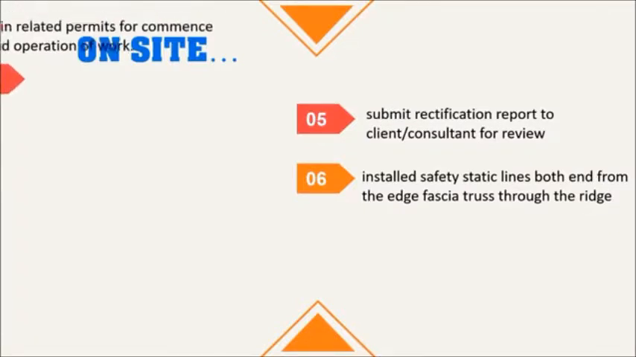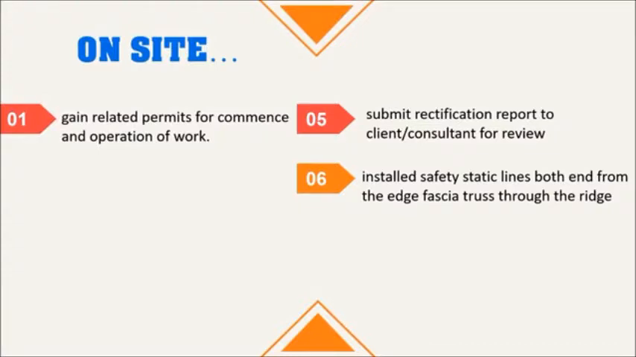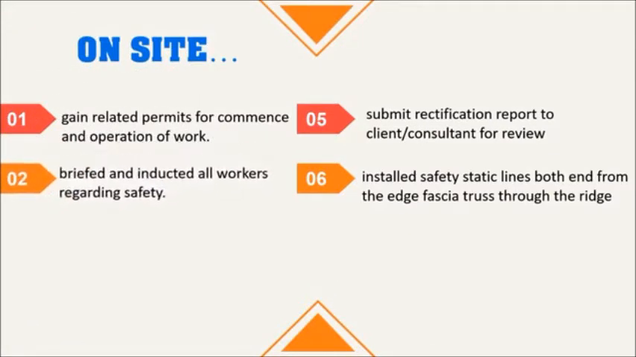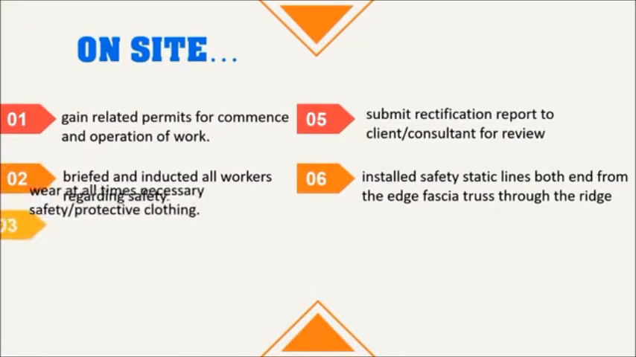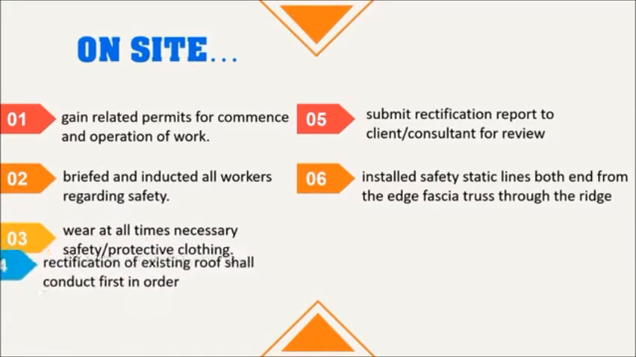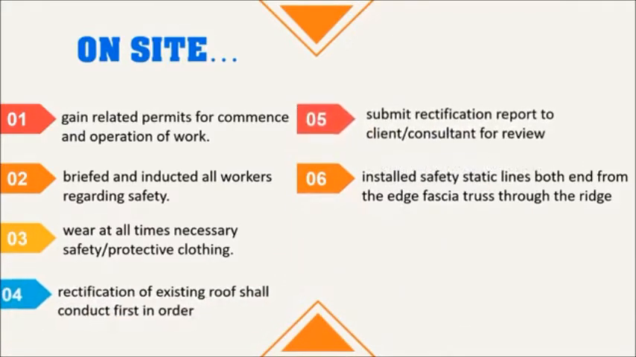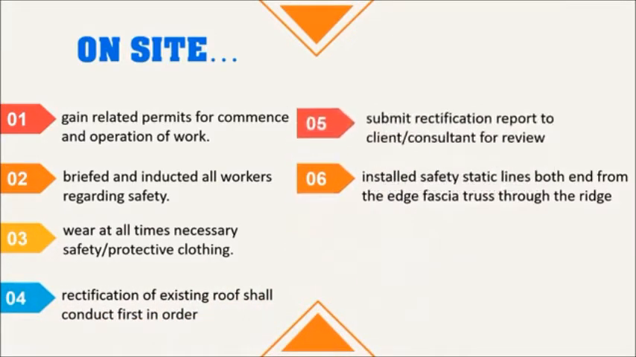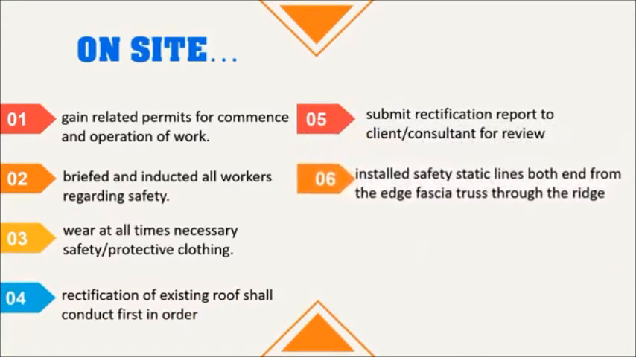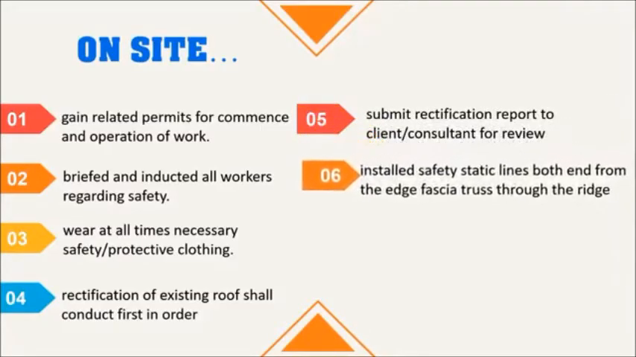For on-site procedures, first thing to do is to get permits for commencement of work. After that, all workers need to be briefed and inducted regarding safety. Protective clothing or safety gear has to be worn at all times. Number 4, rectification of existing roof shall be conducted first. Number 5, submit rectification report to client or consultant for review. Static lines at both ends from the edge fascia truss through the ridge.